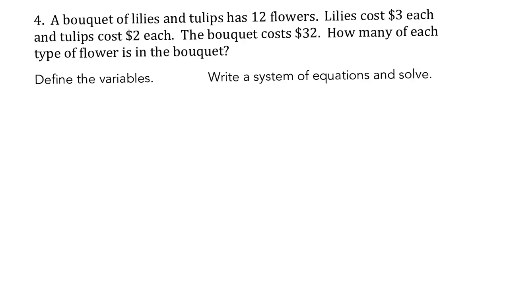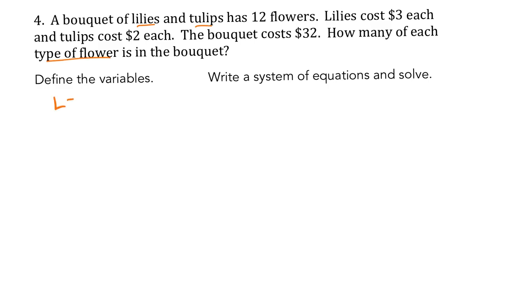Okay, last example, 4. A bouquet of lilies and tulips has 12 flowers. Lily costs $3 each, and tulips cost $2 each. The bouquet cost $32. How many of each type of flower is in the bouquet? So I need the types of flowers. What do we have? We have lilies and tulips.